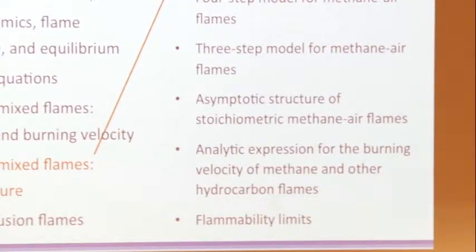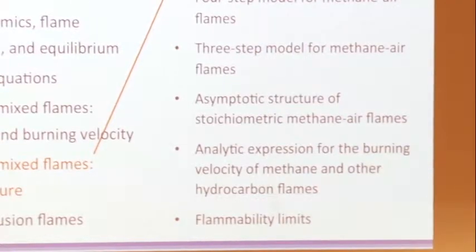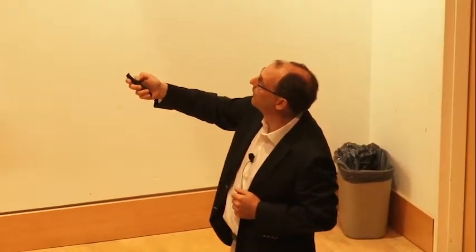And then at the end, we'll talk about analytic expressions for burning velocities, and then very briefly here about flammability limits, which are all a result of this analysis. So the basic core here is three things: thermal flame theory, the four-step mechanism, and the asymptotic structure here of these flames. The rest is all on the side.